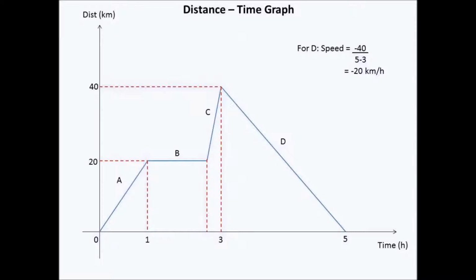Likewise, for region D, first of all, we have to know the change in y and change in x. Same thing, change in y is 40, change in x will be 5 minus 3. Okay, but this time around is a bit special. You will see that the slope is sloping in a downward motion. So this means that the speed or the gradient is negative. So make sure you include the negative sign in your calculation.